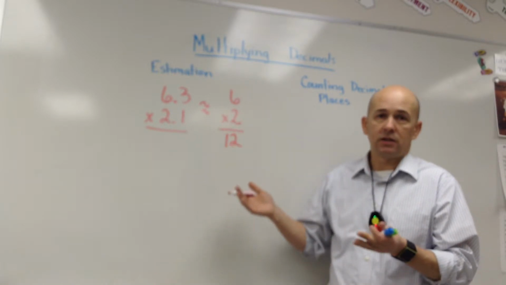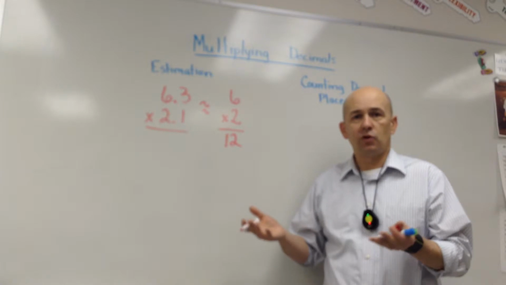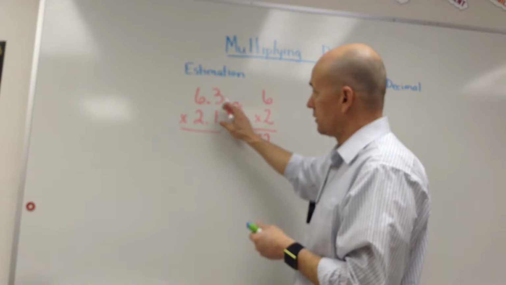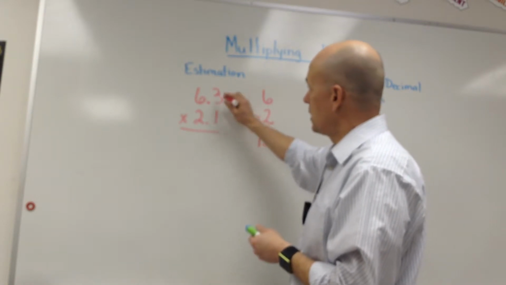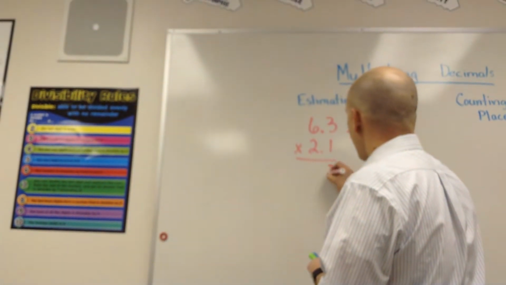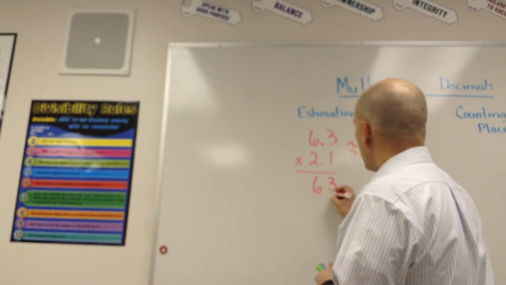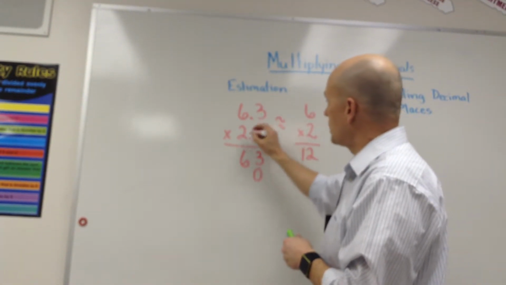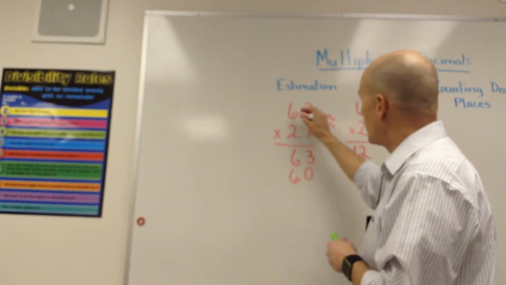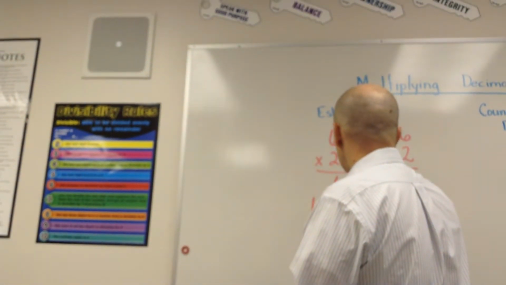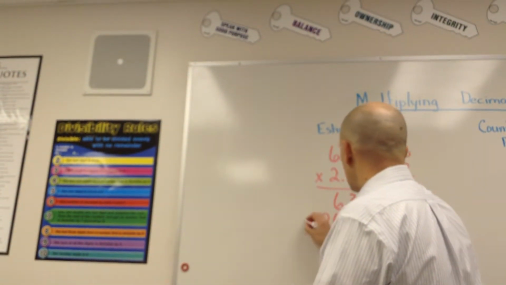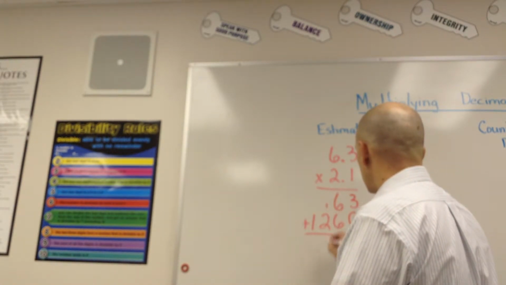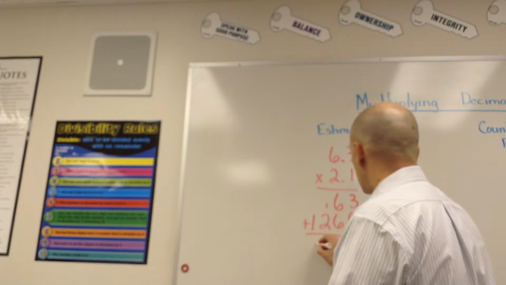I'm going to multiply this just like I would any whole numbers without a decimal in them. Okay, so I'm going to start with the farthest place to the right, in this case, my tenths place. 3 times 1 is 3. 6 times 1 is 6. I'm going to bring down a 0 to hold that place since I'm done with that place value. And I'm going to multiply. 3 times 2 is 6. And 6 times 2 is 12. Put that down. I'm going to add everything up. 6 plus 6 is 12. Carry the 1. 3 and 1.